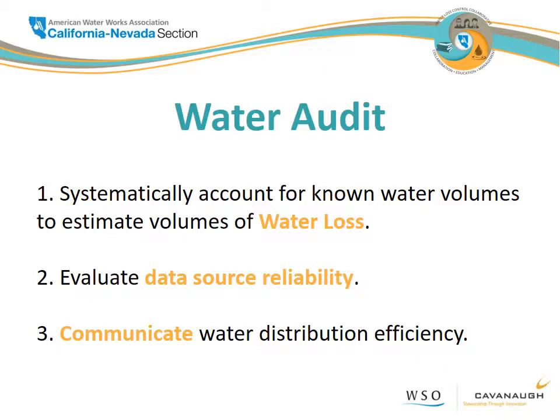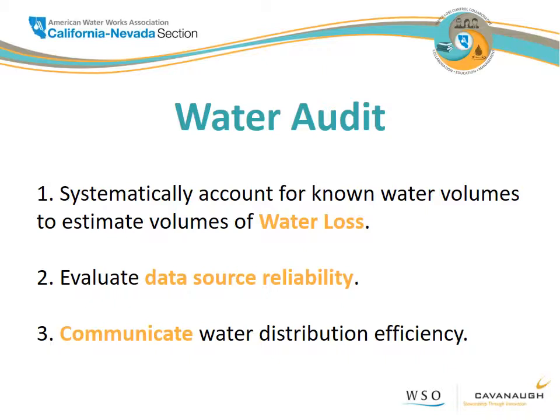We know that every volume of water that enters our distribution system has to either go to an authorized use, customer use, operational use, all of the known uses that we have throughout our system, or if it's not contained in one of those uses, it's quote-unquote lost in a couple of different ways. And we want to define exactly where our water is going. So the water audit serves as an accounting process of those volumes.